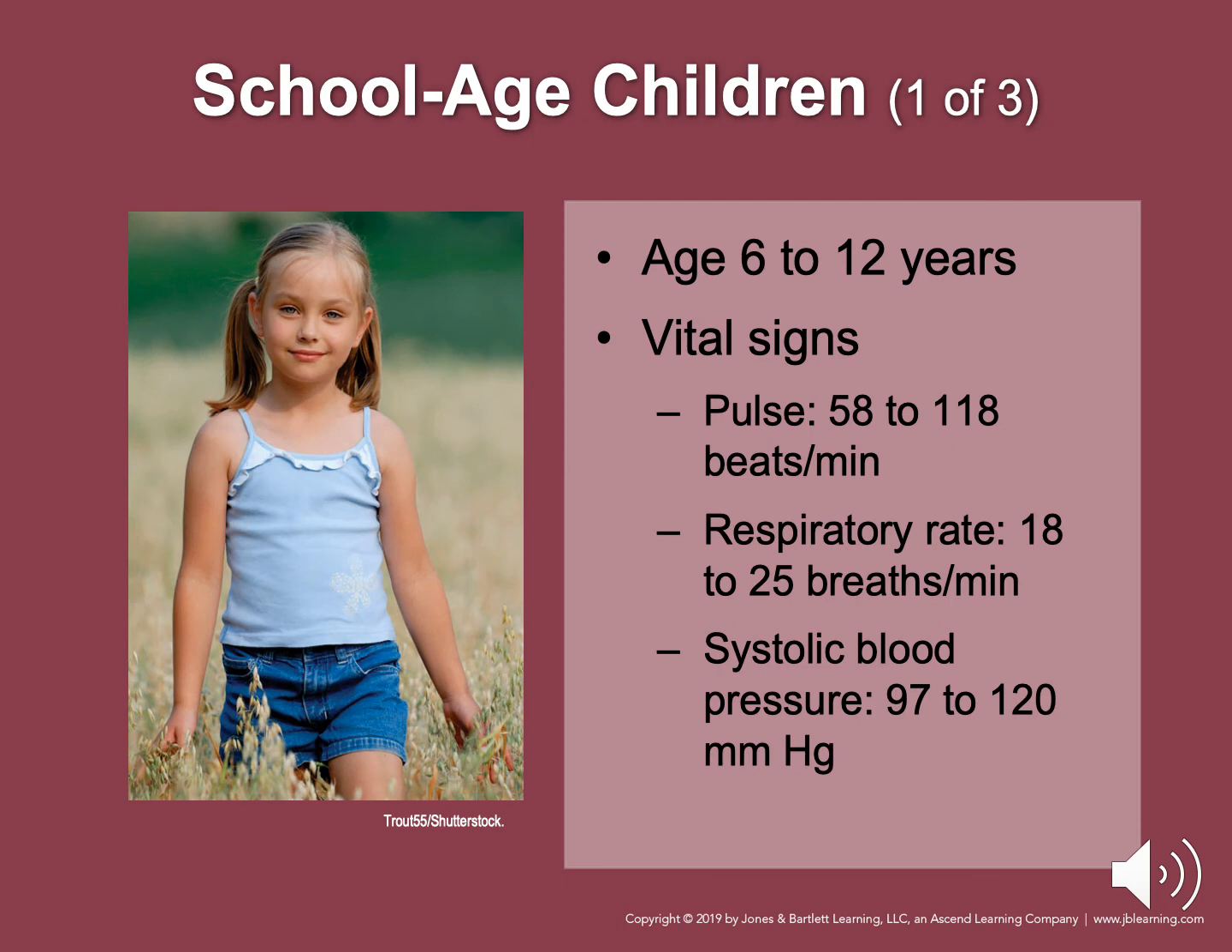School-age children are from ages 6 to 12. A school-age child's vital signs gradually approach adult vital signs. Pulse rates are usually between 58 and 118. Respiratory rates 18 to 25. Systolic 97 to 120. These children usually grow about 4 pounds and 2.5 inches each year, so that's a lot of growth in these years.